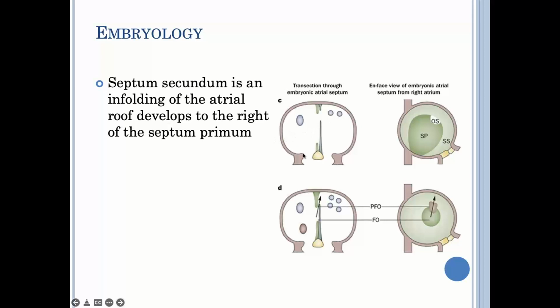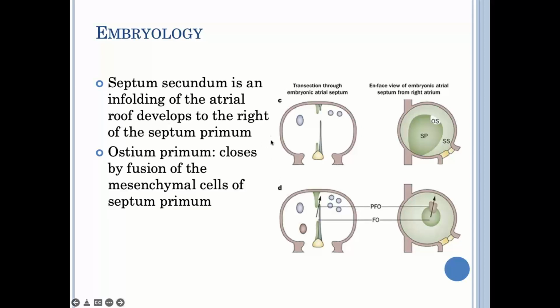And that's important because the interplay of these structures and the defects in them are essentially the main discussion of the talk today. And the ostium primum, which is closed by the fusion of the mesenchymal cells, is one of the communications between the two atria.